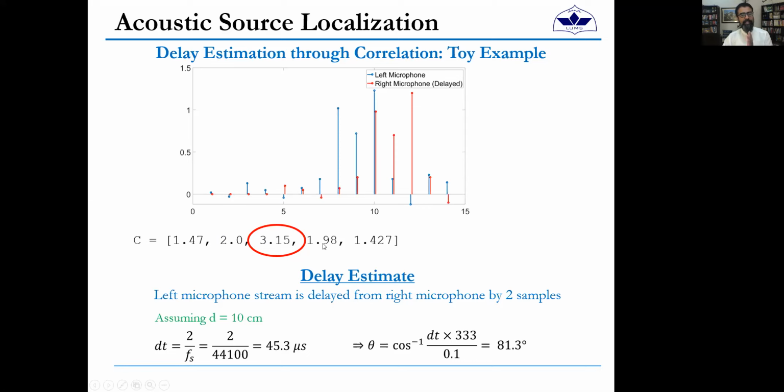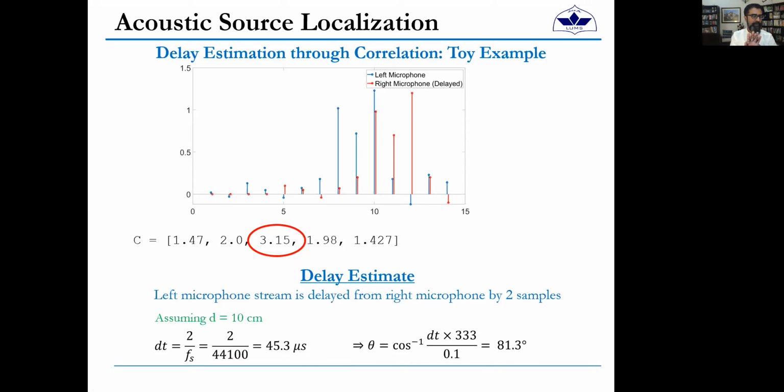Then I delayed by 3 samples, and the correlation I got was 1.98. Then I delayed by 4 samples, and the correlation I got was 1.427. And I see that the maximum correlation was 3.15. So the match between the 2 signals is when the right microphone is delayed by 2 samples.